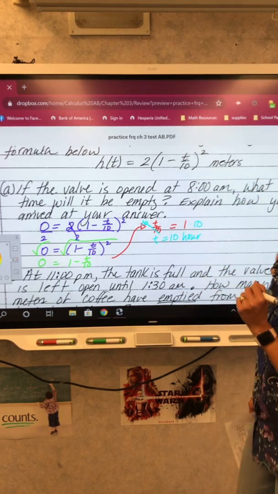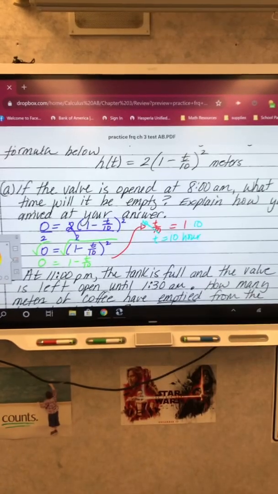I don't know if you can see that color okay. Let me see how it looks. Oh yeah, you can see it.